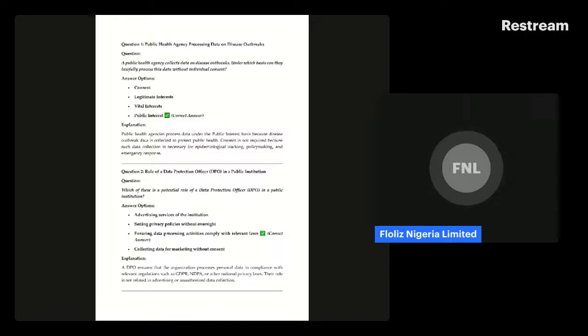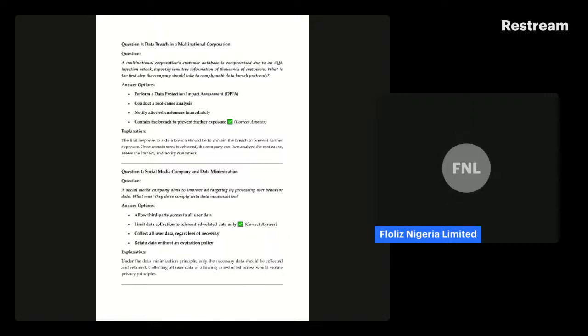So, the next question is, which of these is a potential role of a data protection officer in a public institution? So, you have options like advertising services of the institution, setting privacy policies without oversight. So those two most likely are not the answers because you've already seen that it's out of scope. If you look at the next option, it says ensuring data processing activities comply with relevant laws. And if you look at the final option, it says collecting data for marketing without consent. So C will be the most appropriate answer.